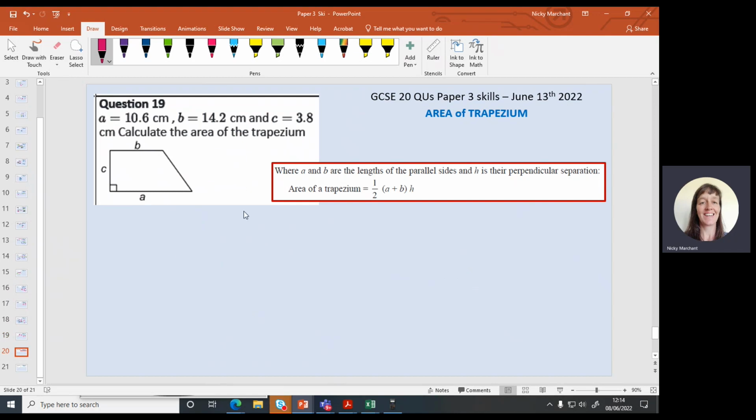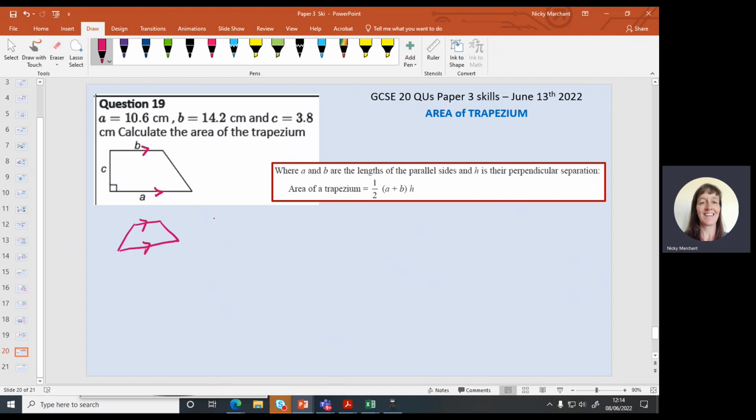Now, area of a trapezium. A trapezium can be drawn like this. A trapezium just has one pair of parallel sides, okay? It doesn't have to have a right angle. The only special property is it's got 4 sides and one pair have to be parallel. So you might see a trapezium drawn a little bit like this. Excuse the sketch. You might see it like that.